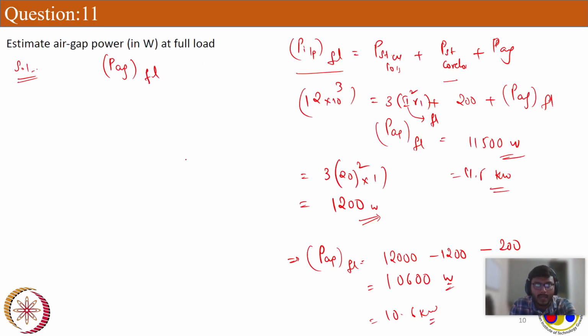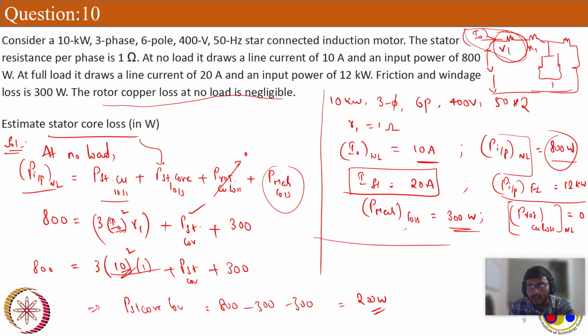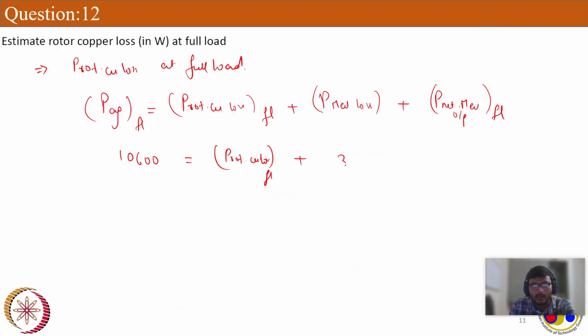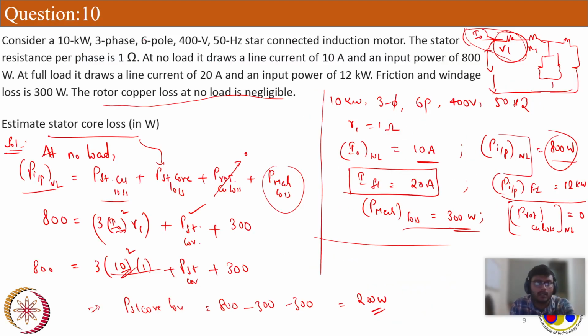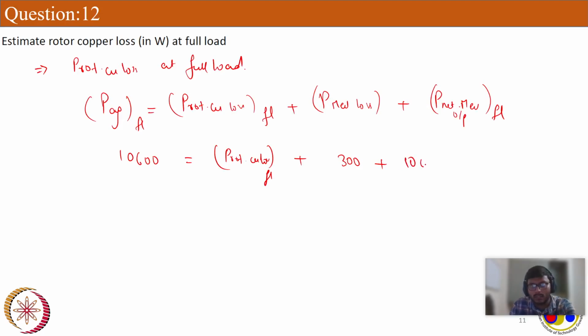Now, what is the air gap power at full load? It is 10,600 watts. This is what is required: P rotor copper losses at full load plus the mechanical losses, which are 300, plus the net mechanical output. It's the output power. It's a 10 kilowatt machine. So 10 kilowatt.